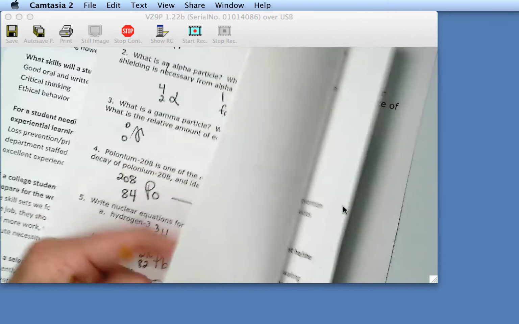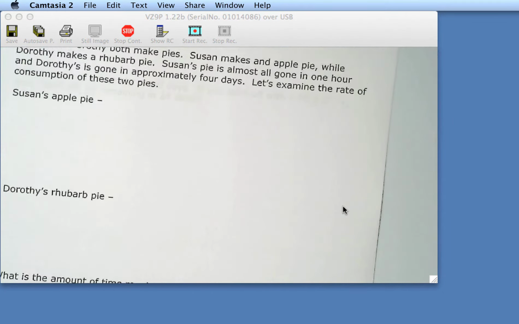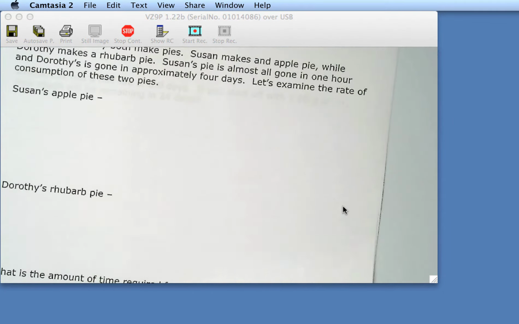The last part of Unit 1 deals with radioactive decay. So, given a half-life, calculate the amount of radioisotope remaining after one or more half-lives.